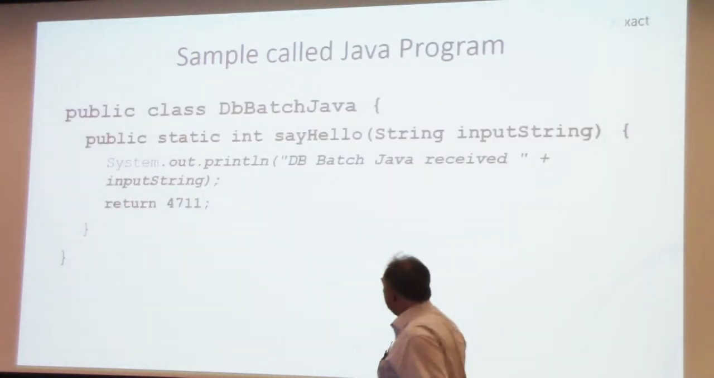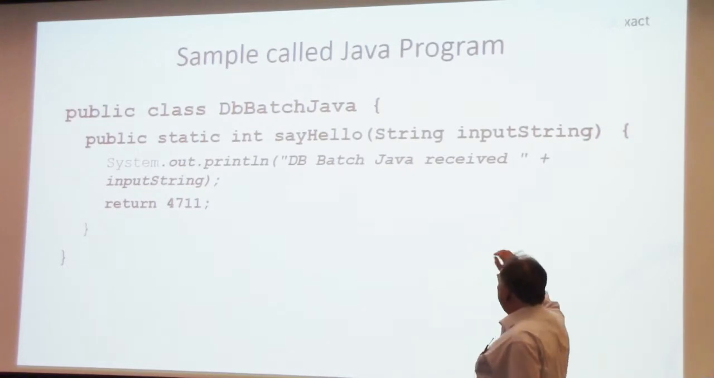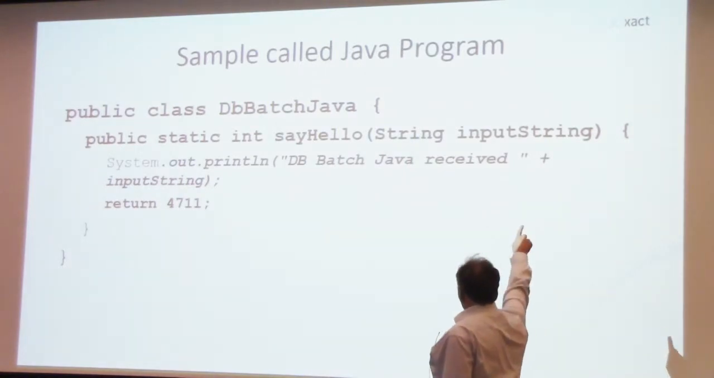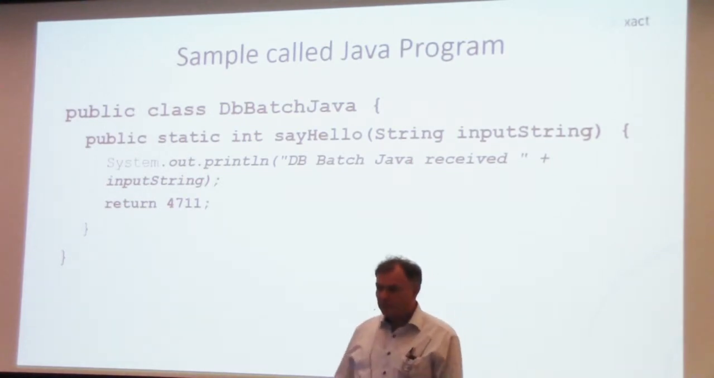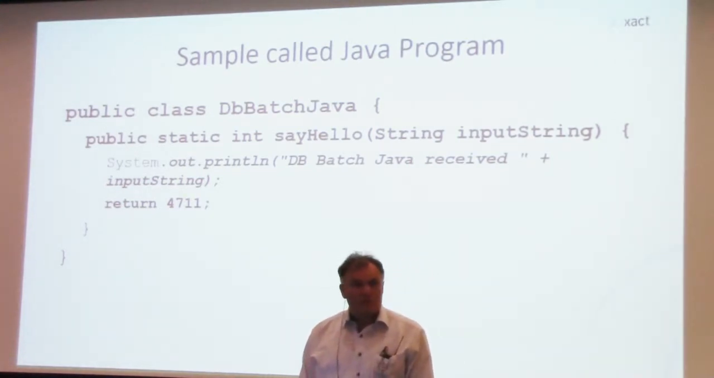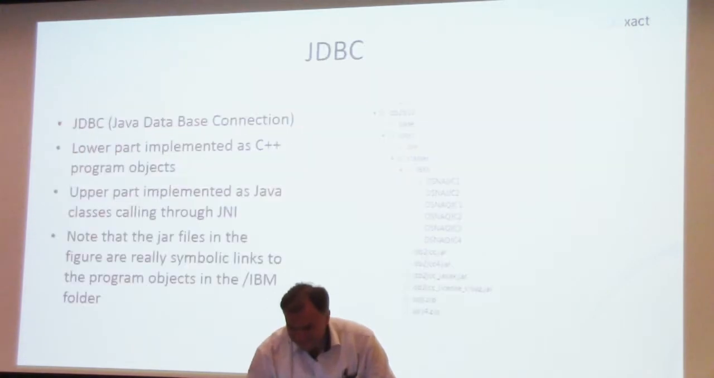And this is a Java program which is called, very small, it gets called with parameter input string, prints something out and returns 4711. Anyone knows what 4711 is? That's a perfume, yes. Okay.